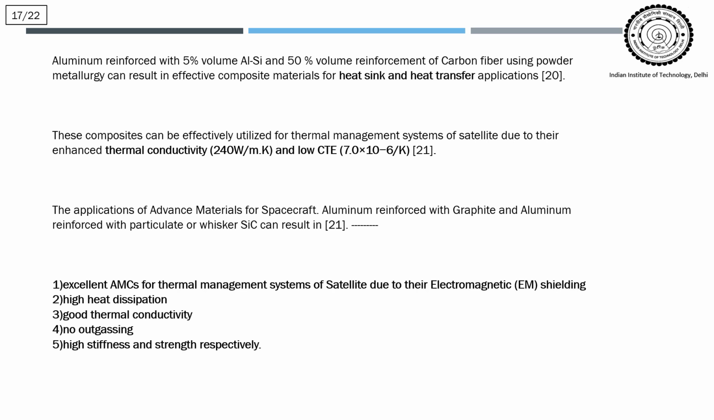For heat sink and heat transfer applications in satellites, aluminum reinforced with 5% volume aluminum silicate and 50% volume reinforcement of carbon fiber using powder metallurgy can be used. Aluminum reinforced with graphite and aluminum reinforced with particulate or whisker silicon carbide can result in high heat dissipation, no outgassing, and high stiffness and strength respectively.